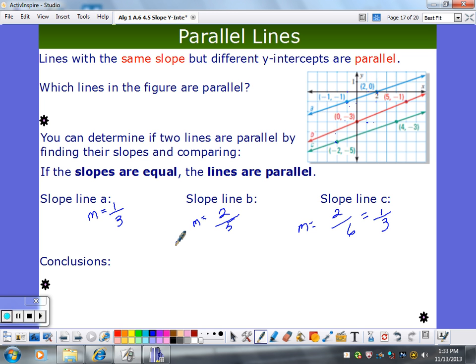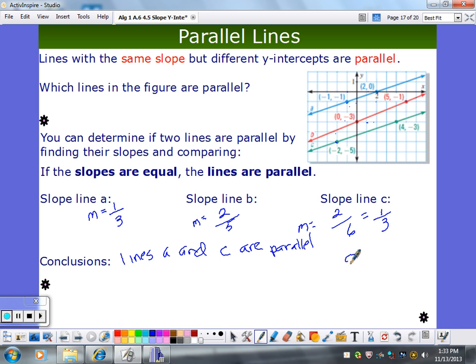All right, what can I conclude? Do I have any parallel lines? Yeah. Which ones? A and C. The lines A and C are parallel. Why? How come? Because they have the same slope, and what's different about them? The y-intercept.